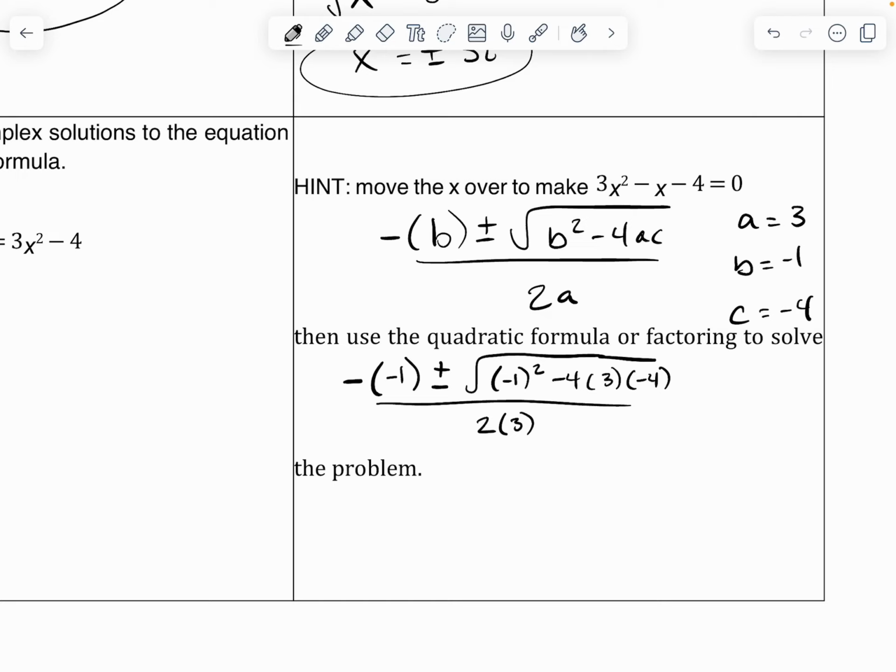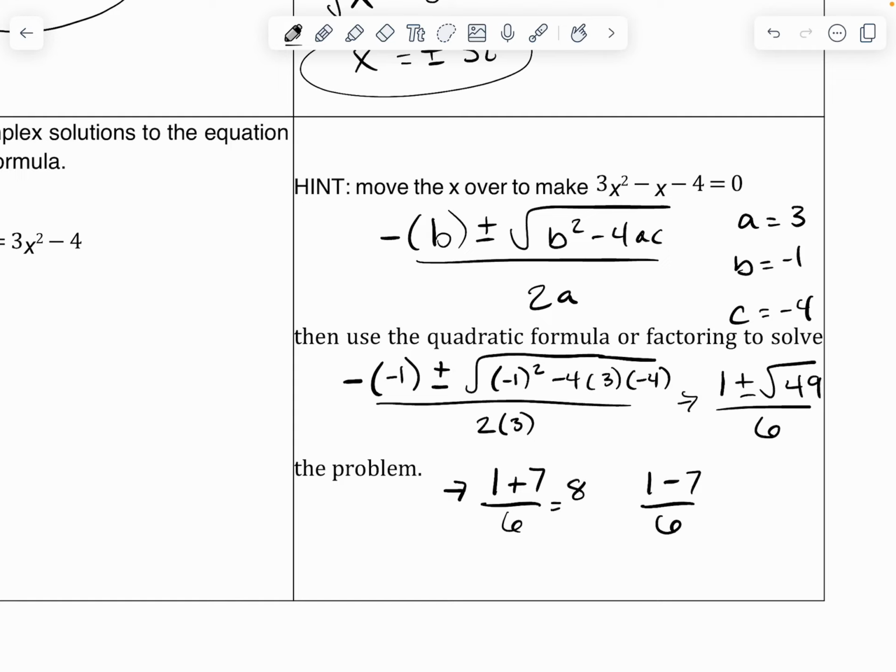Let's see, negative 4 times 3 times negative 4 is a positive 48. So we get 1 plus 48. So this is going to be 1 plus or minus the square root of 49 all over 6, because 2 times 3 is 6. All right, and we can work this out pretty easily. The square root of 49 is 7. So you get 1 plus 7 over 6, and you get 1 minus 7 over 6.